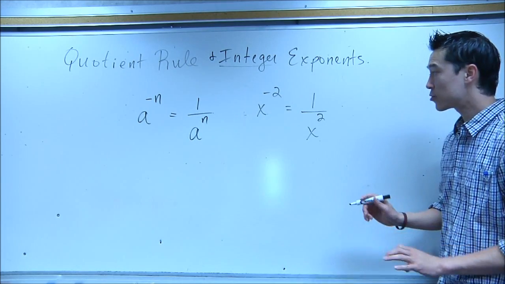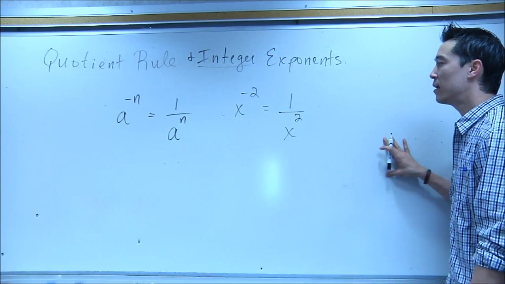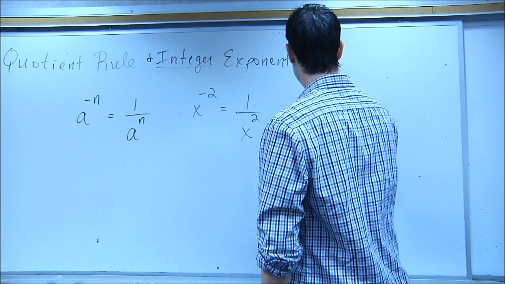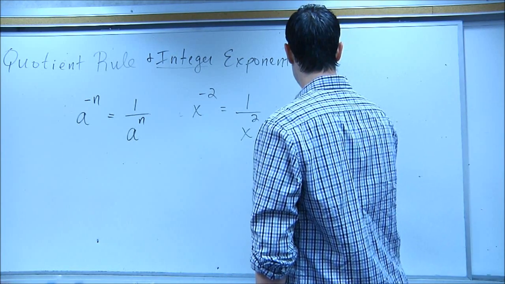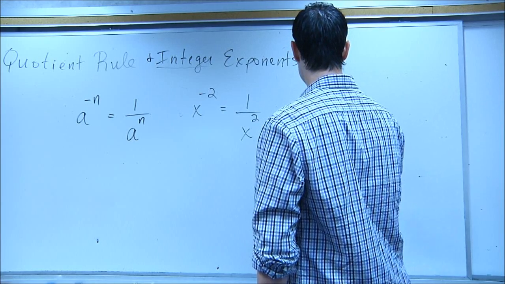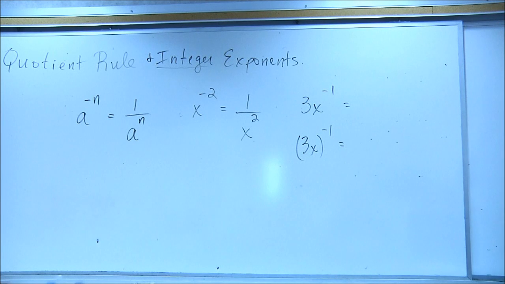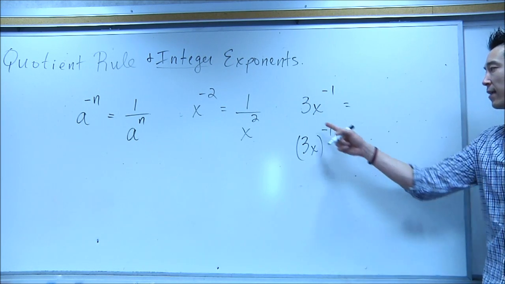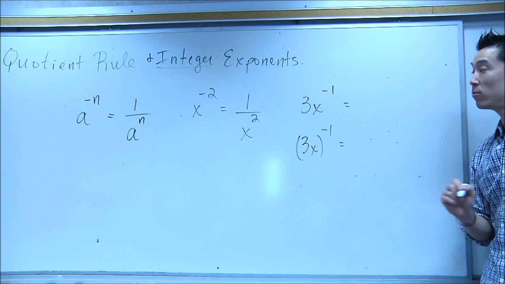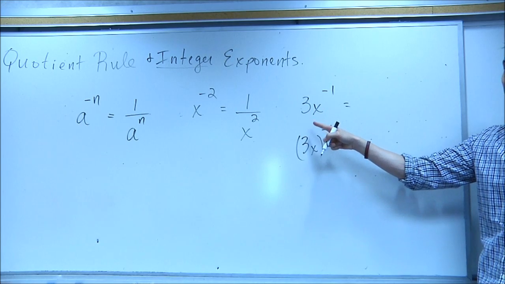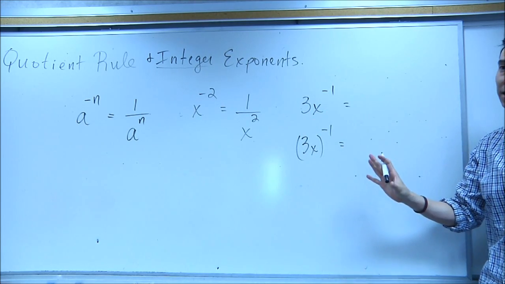Now, things get tricky sometimes when you have a number in front too. So like let's say you have 3x to the negative 1 versus (3x) to the negative 1, okay? A lot of times students get confused on the difference between these two problems. So let's talk about that right now. In this first expression, the only thing that's being raised to this negative 1 power is just the x, not the 3, okay? Leave the 3 alone, the 3 is going to stay where it is.